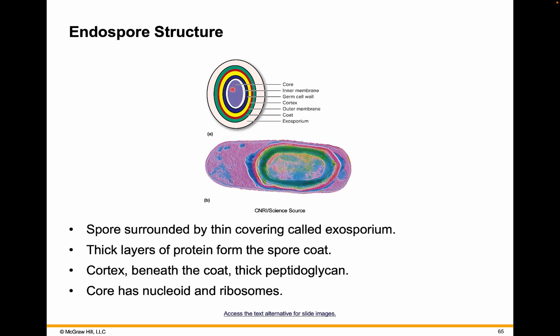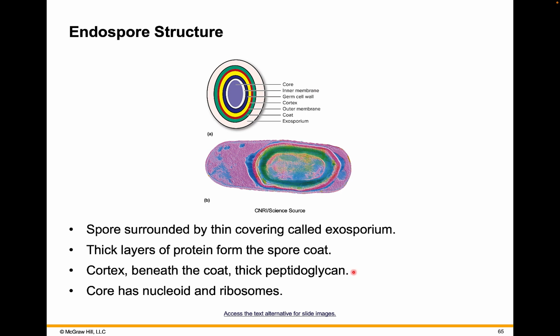So there's a core, then you have an inner membrane, and after that you have a germ cell wall, then you have a cortex layer, cortical layer, and you have an outer membrane, and you may or may not have an exosporium outside that. So essentially, the cortex beneath the coat has a thick peptidoglycan, which could be almost 100 times thicker than the bacterial cell wall. And that's one of the reasons which gives this huge rigidity.